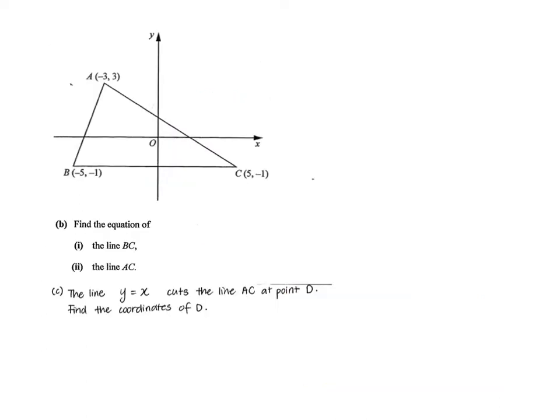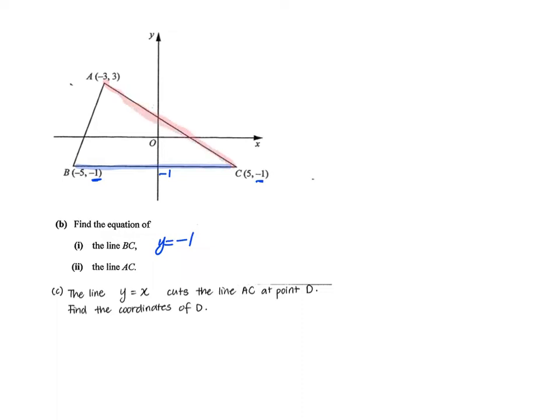Now, part B of the question, find the equation of the line BC. Well, we already know that BC is a horizontal line. If this is a horizontal line, which axis does it cut? Well, it cuts the y-axis, and at which number? Which one is the y value over here? This y value is -1. So what's the equation of this line? y equals -1. Next one, find the equation of the line AC, correct? AC is this line over here.